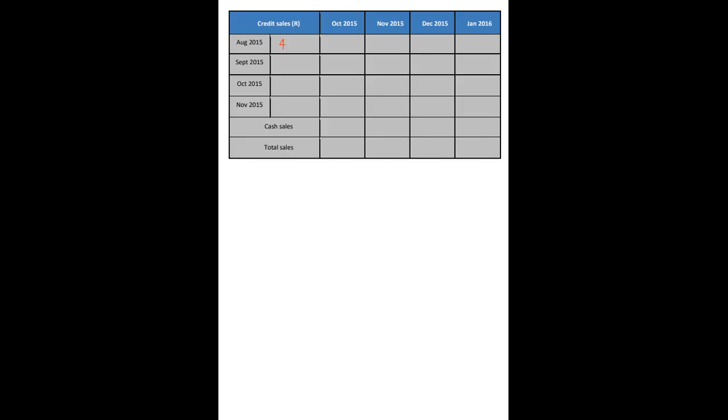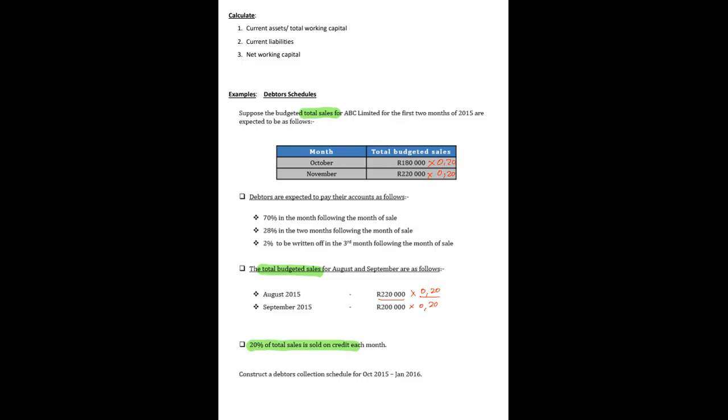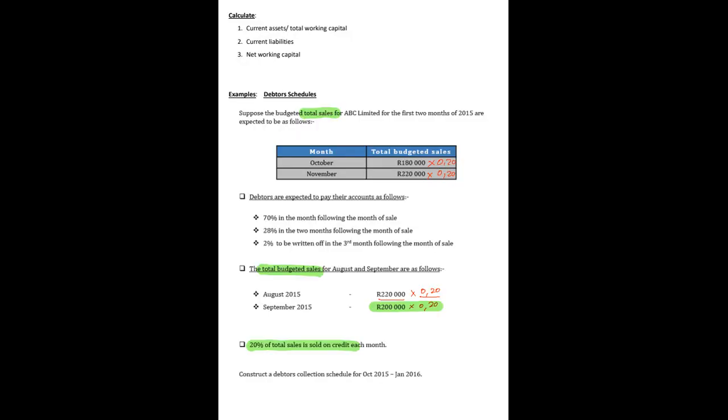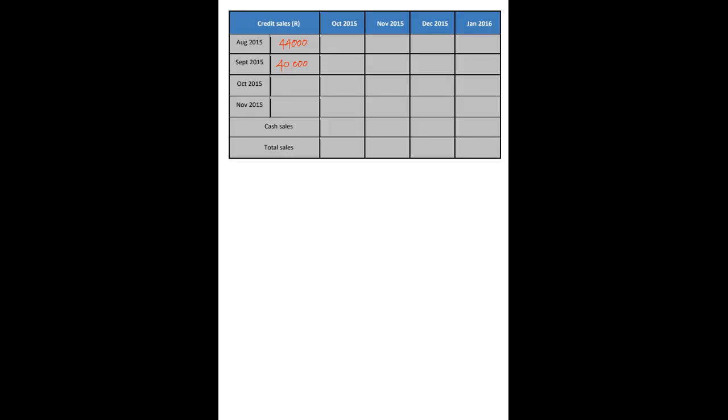It's basically saying to you that in the month of August, the amount of goods that were sold on credit was worth 44,000 rand. Then in the month of September, it was the 200,000 times 20%. So in the month of September, the company had sold 40,000 Rand worth of goods on credit. Then in the month of October, it was 180,000 times 20%. So in the month of October, the company had sold 36,000 Rand worth of goods on credit.